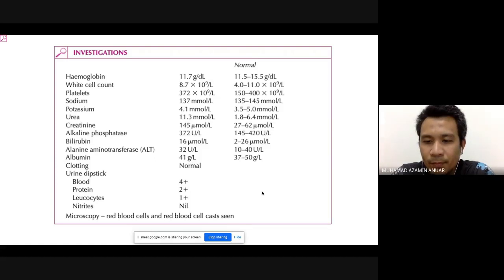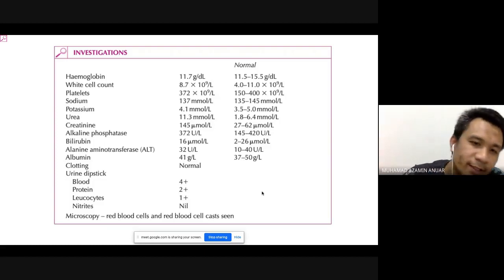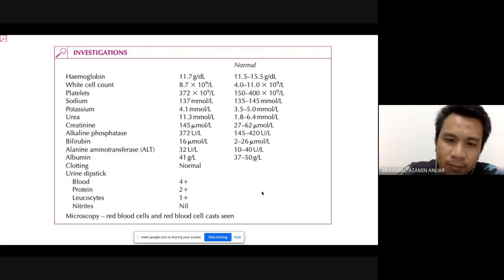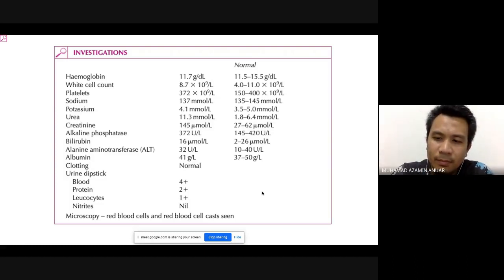Okay. So in this case, dia memang ada hematuria kan, so there's blood there. But why is there protein as well in the urine? I'm not sure, doctor.